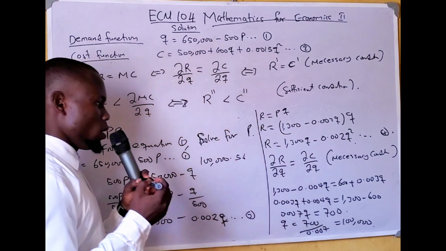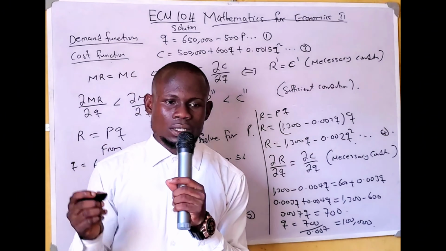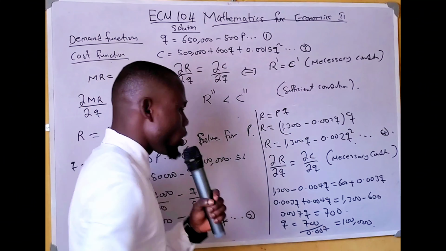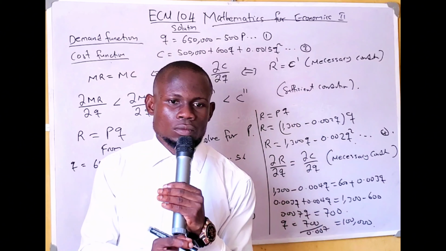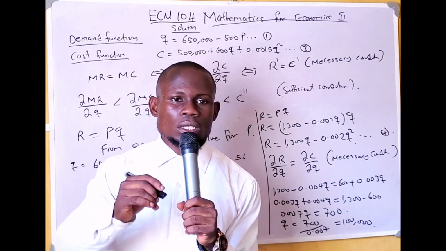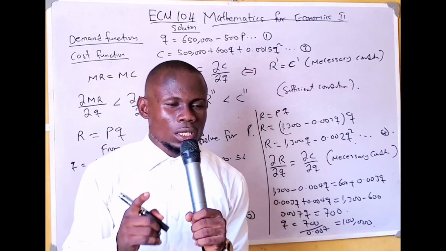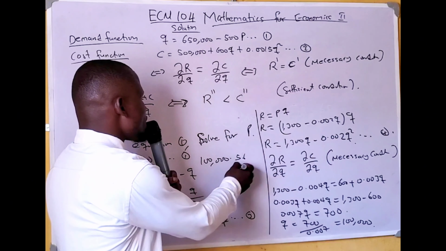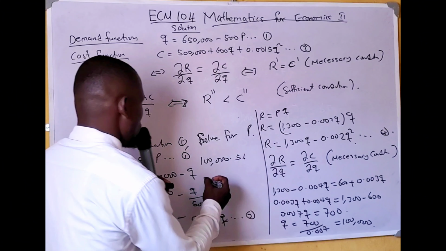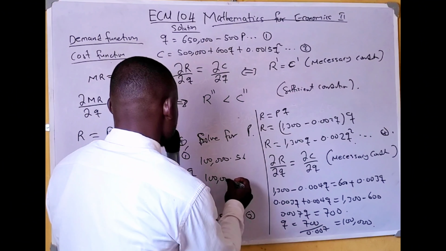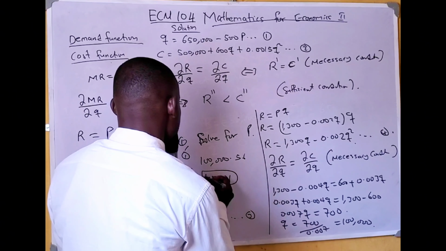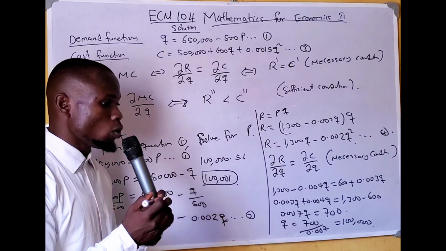100,000.56. Now, since it is quantity, the quantity cannot be in decimal. It cannot be in half. We are dealing with whole units. So you cannot leave the answer like this. You have to round it up to the nearest whole number, because we are dealing with what?